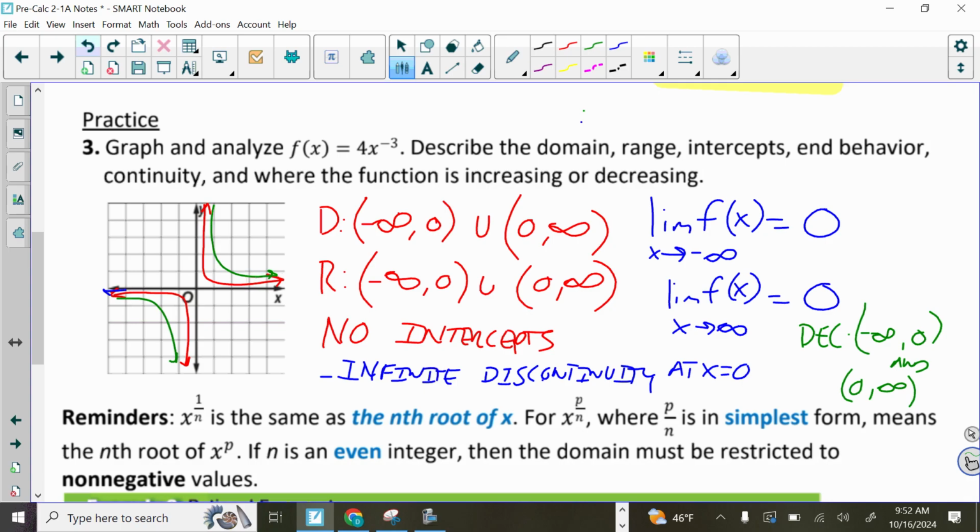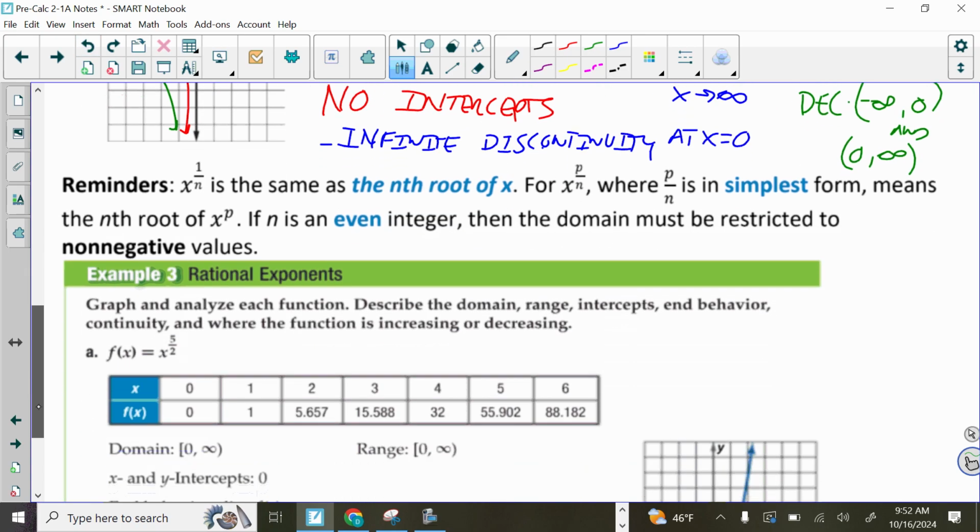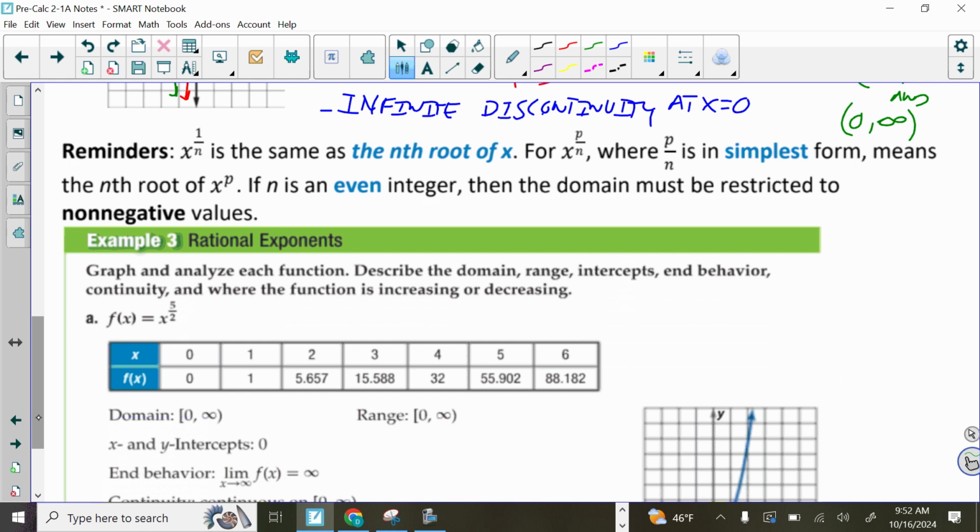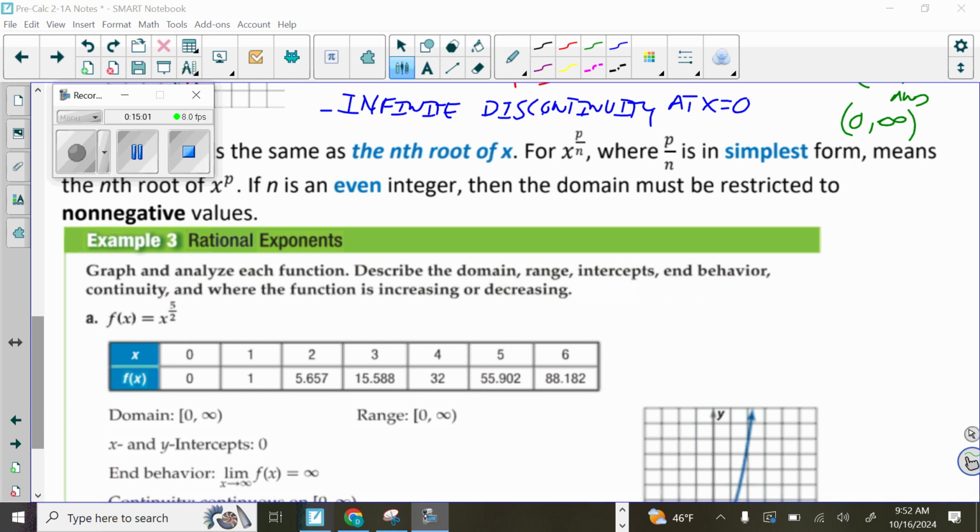All right. Trying to cruise here. I know, it's a lot of stuff here. Let's talk about the nth root. Where are we at time-wise? Okay, we're doing okay.